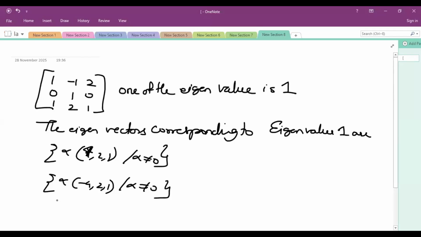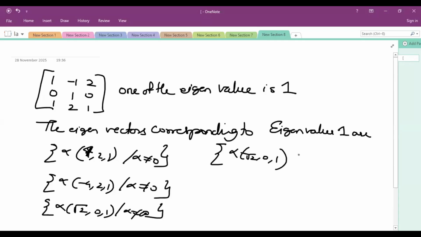Because if alpha is equal to 0, the vector would turn out to be a 0 vector, and we know that an eigenvector can never be 0. Or alpha times (root 2, 0, 1), alpha not equal to 0. And lastly, the fourth option is alpha times (minus root 2, 0, 1). Again, alpha not equal to 0 and it's a real value.